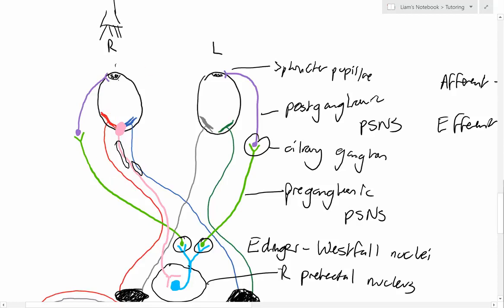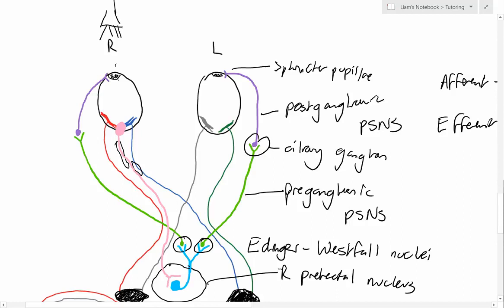Same thing goes if you shine the light in this side and this guy constricts, but your left side doesn't. So you have a direct response but no consensual, which indicates that there's probably a lesion on the left side. And you check both pupils with the torch, so you'll notice that one eye will be affected and the other won't. Cool.